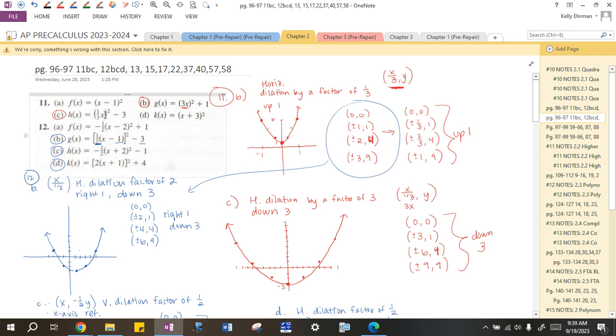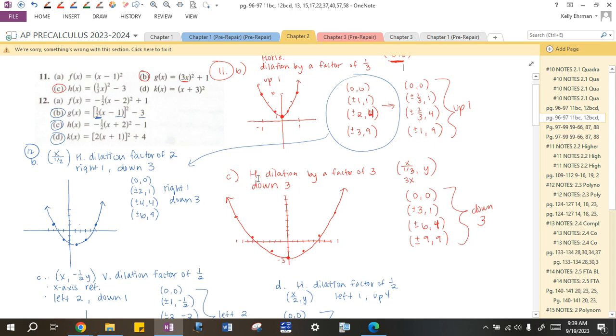For 11c, which is this red one down here, there's a 1/3 on the x. So every x is divided by 1/3, which means you really have a horizontal dilation by a factor of 3. Dividing 1 by 1/3 is the same as multiplying by 3. So horizontal stretch. Every y value is left alone. So here's me taking these points and multiplying the x values by 3. And then after I do that, the -3 right here is a shift of down 3. So I just sketched these graphs for this assignment. I didn't have my graph paper ready to go.